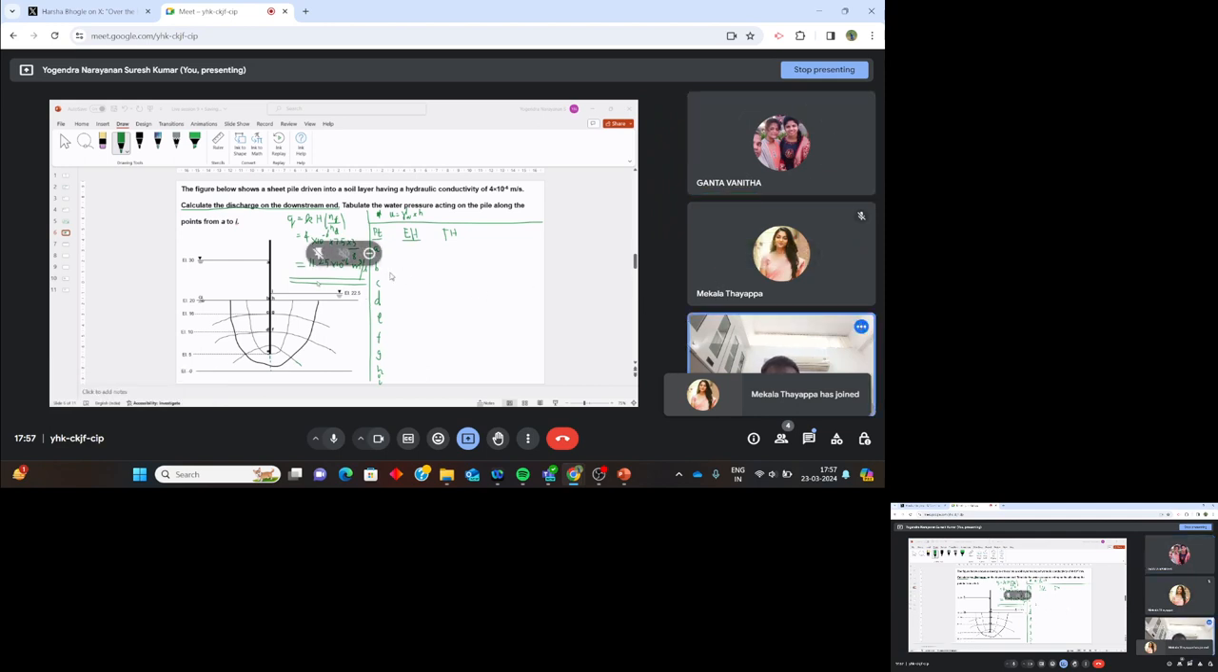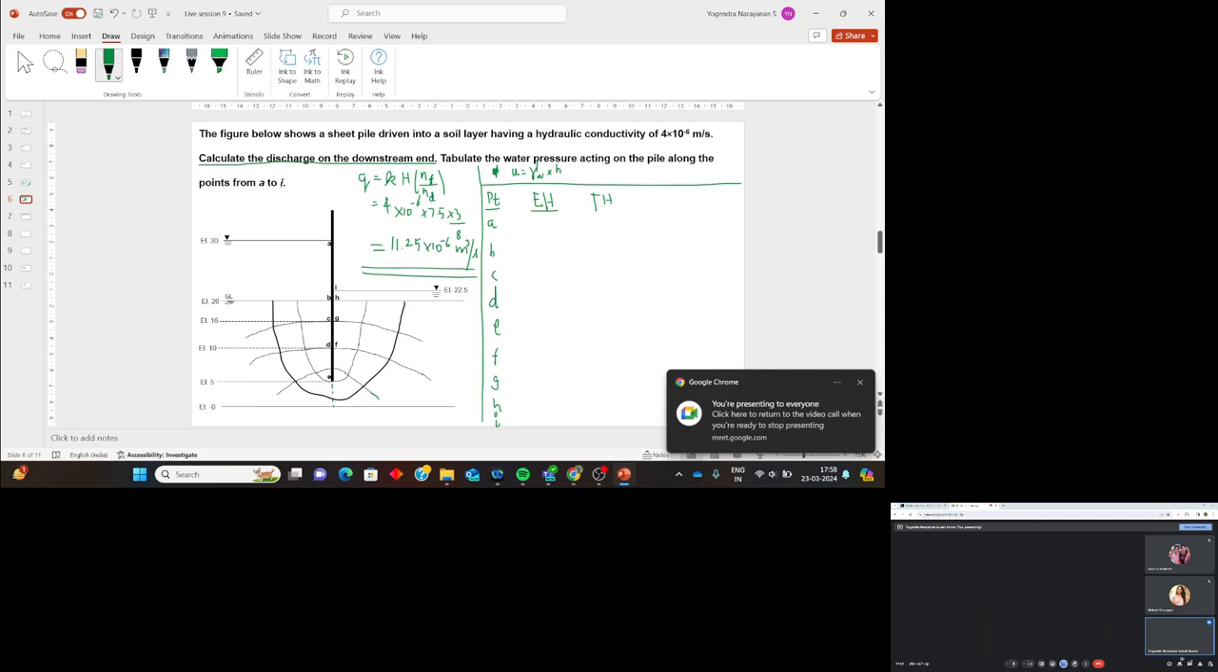So those who have joined, you can just start from the present question. To give a slight background, this is the question in which a sheet pile has been introduced, and this is the flow net that has been constructed. So the question here is to find the pore pressures, that is water pressure acting along the points A to I, so along the pile. So for that, elevation head, total head, and pressure head.